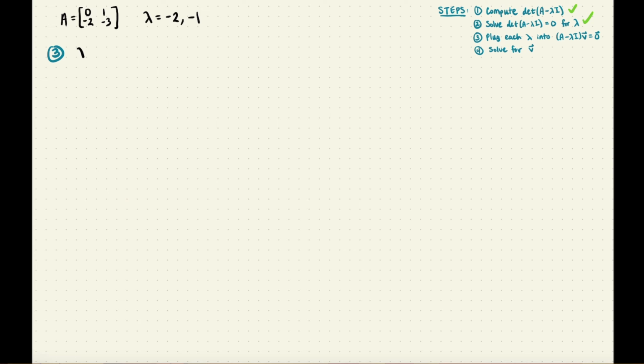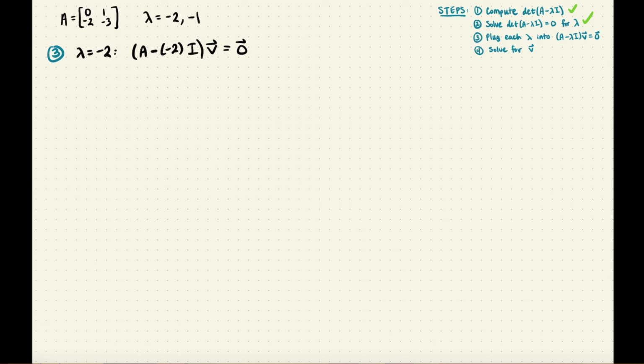So let's go ahead and start with lambda equals -2. That's our first eigenvalue here. So for this case, we want to plug this into this equation. A minus lambda I times V equals 0. And right now lambda is -2, so this is going to be A minus -2 times I times the vector V equals the 0 vector. And what we're trying to find here is V.